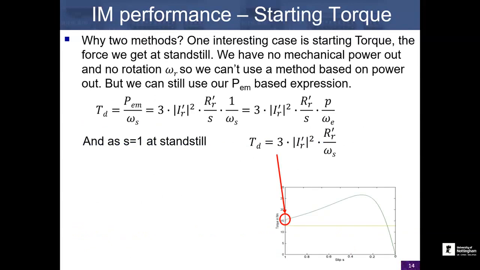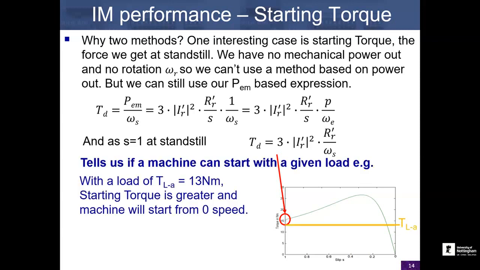One of the reasons we give you 2 methods is that in some cases we don't actually have any rotational speed. So at standstill we do produce force and torque, but we don't have any rotational speed. So we need a method that actually uses the field speed rather than the rotor speed. But this is a useful measure because if we use this methodology, it'll actually tell us if a machine can start with a given load. If we have a certain fixed load torque, then we can use this to calculate our torque at standstill, and that tells us if our machine will even be able to start with the mechanical load it's driving.